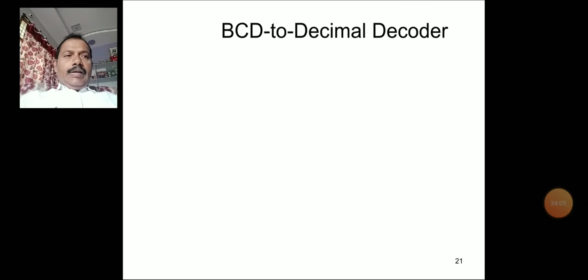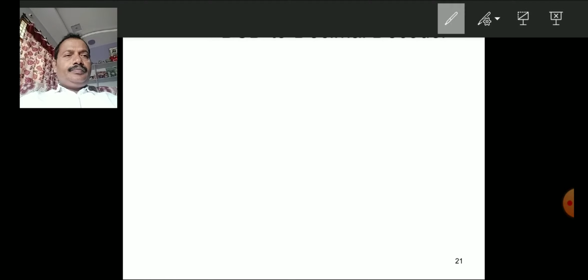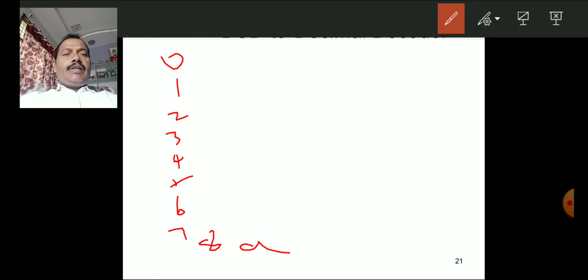Now let us see the design of BCD to decimal decoder. BCD means the numbers are from 0, 1, 2, 3, 4, 5, 6, 7, 8, 9. So these are the BCD numbers 0 to 9. 10 is not valid. Only 0 to 9. These are the BCD numbers.